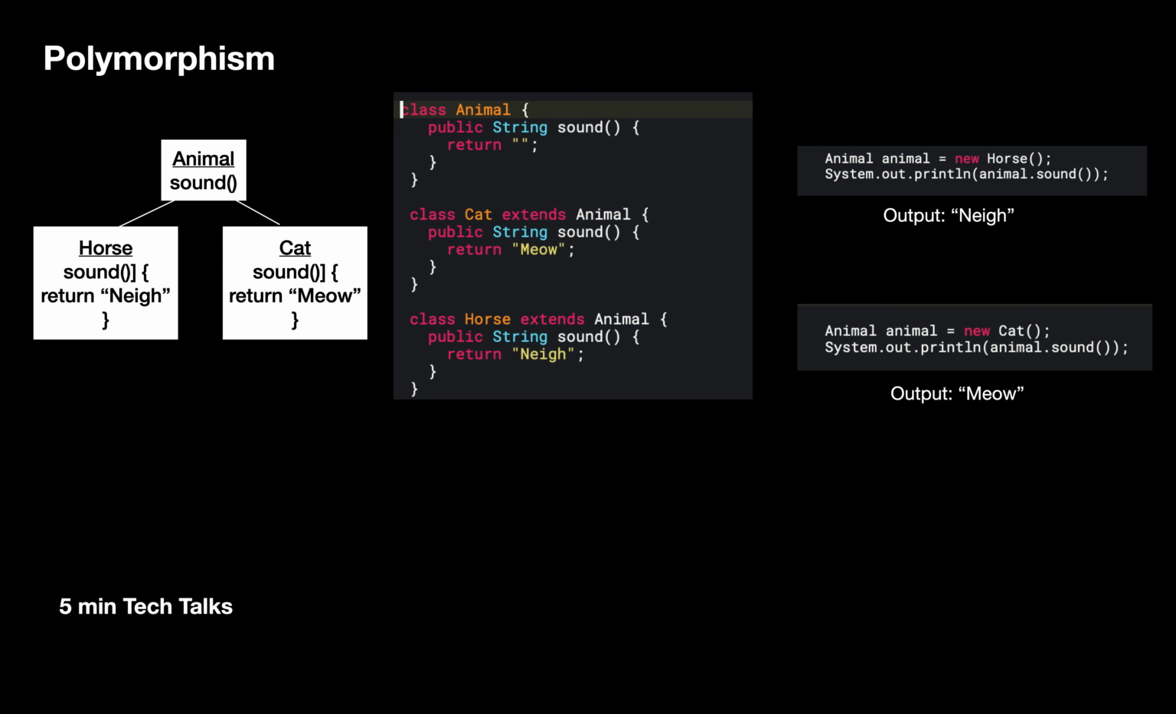If I use the same mechanism but instantiate a cat object and assign it to the animal object variable and then print animal.sound, it will print meow, which is the implementation shown in the cat class.